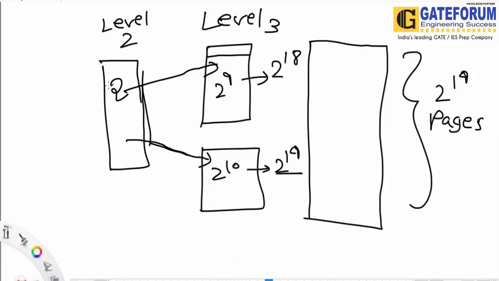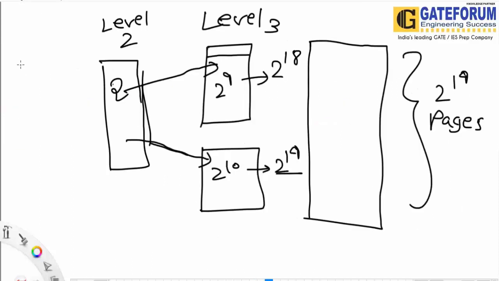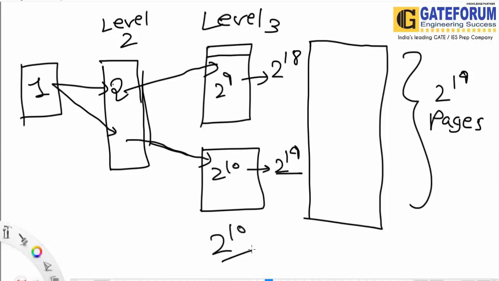So for pointing these, everyone can point to 2 raised to 9 from here. Why so? Because these both belong to 9 bits. Now for these two different page tables, we require basically one entry. Every one can point to 2 raised to 9, so we require only one entry which will point to both of these two. So basically here we require 2 raised to 10 in total.